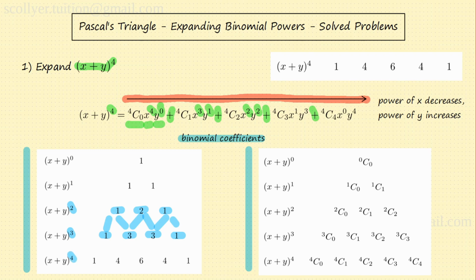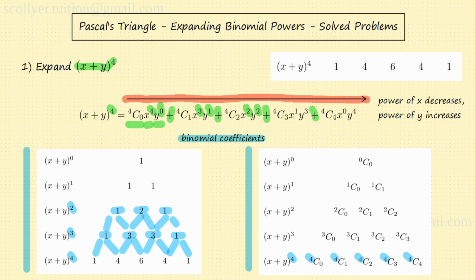For x plus y to the power 4, we add 1 plus 3 to get 4, 3 plus 3 to get 6, 3 plus 1 to get 4, and we continue with the 1s at the end. On the right, I've shown the names of the coefficients in Pascal's triangle. So for x plus y to the power 4, each coefficient is labelled with 4 to show which row it comes from, or which power we are expanding by.